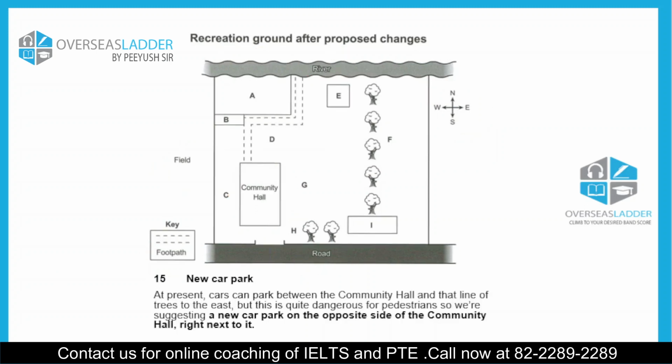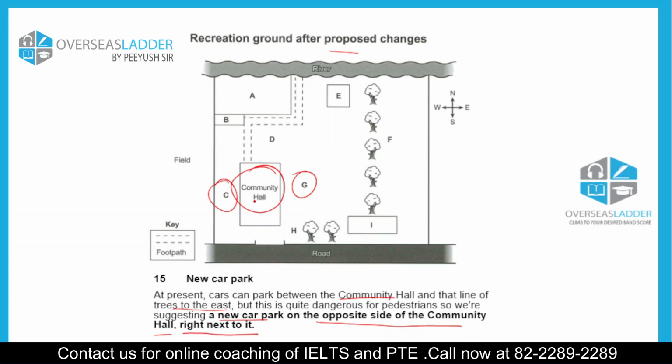Okay, so the examiner says that at present, cars can park between the community hall and that line of trees to the east, right? So right now they are somewhere in between, but we have proposed changes. But this is quite dangerous for pedestrians. So we are suggesting a new car park on the opposite side of the community hall, right? So this is the community hall, opposite side. So it can be C and G, and next it says right next to it.